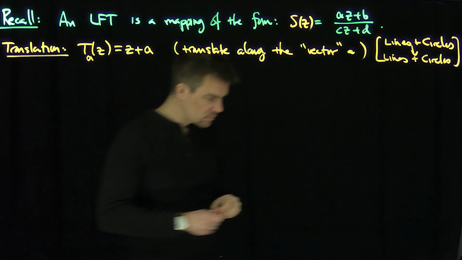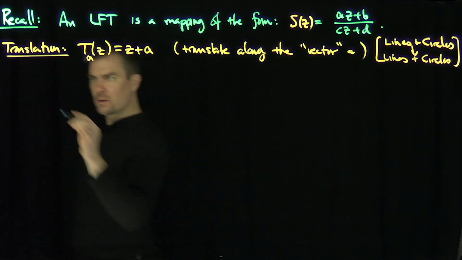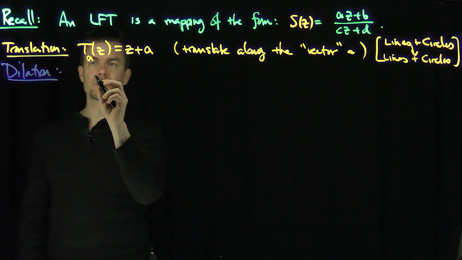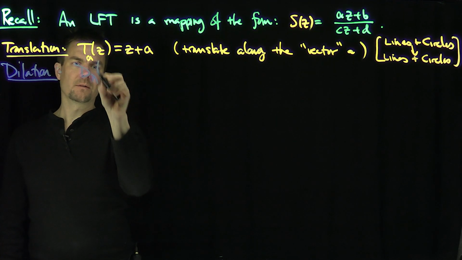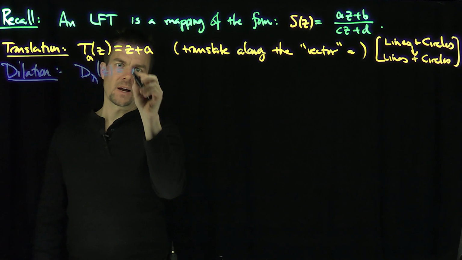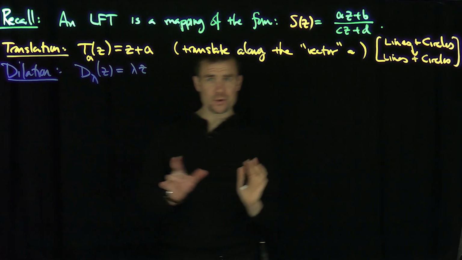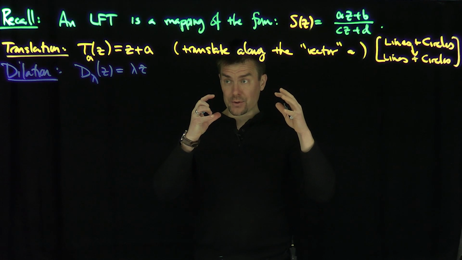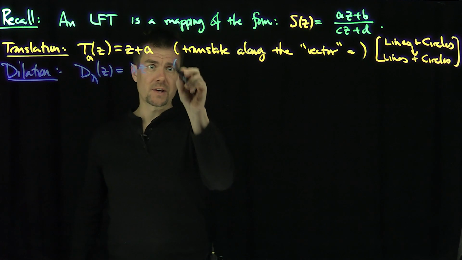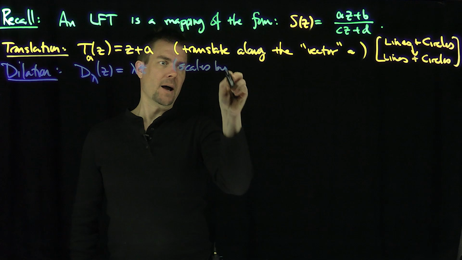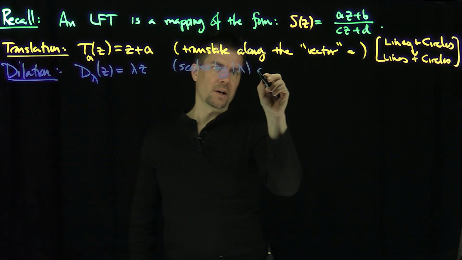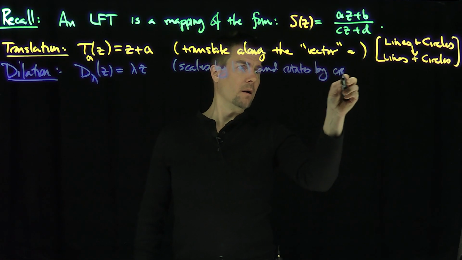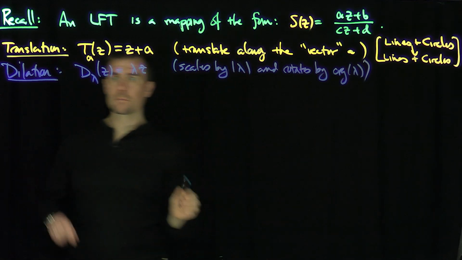All right, and what's the next operation we're going to talk about? We'll talk about dilation. Complex dilation, of course. So dilation via lambda of z is going to be what? It's just going to be lambda times z, okay? Now dilation does two things in the complex plane. It scales by the modulus of lambda and rotates by the argument of lambda. Okay, good.